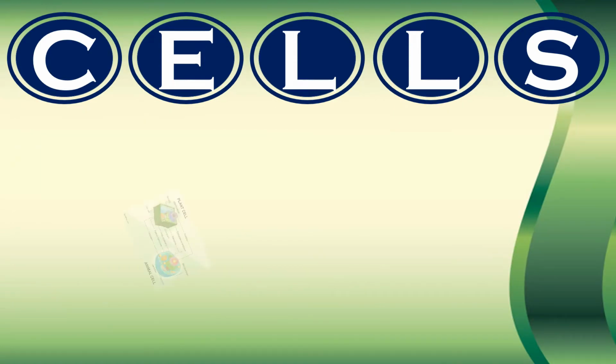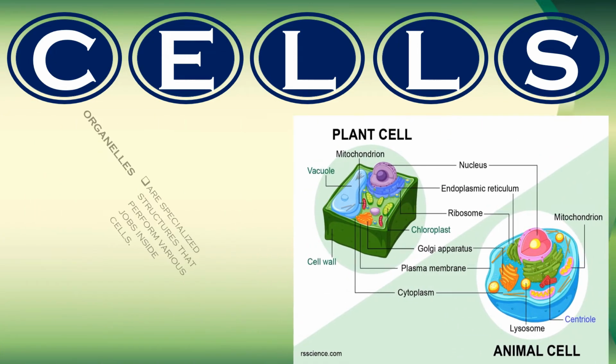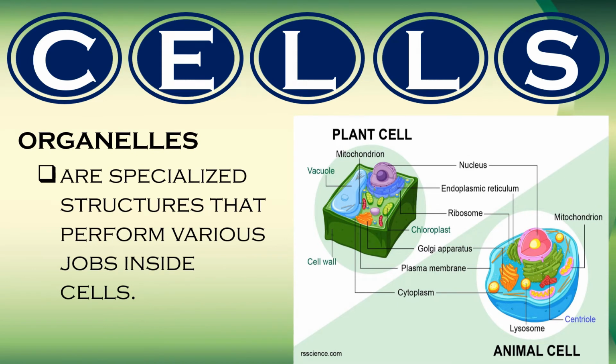A cell is made up of tiny organs called organelles that perform specific functions. They are called organelles because they are like little organs that have their own function. Let us now explore the different parts of a cell.